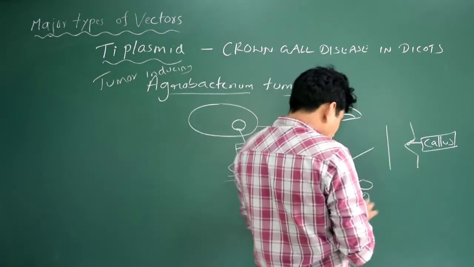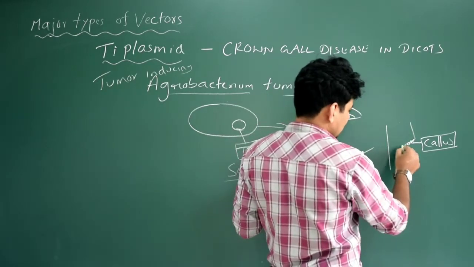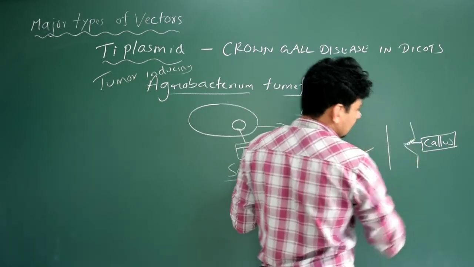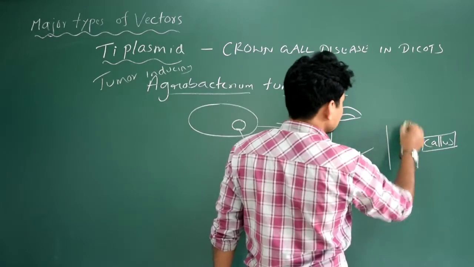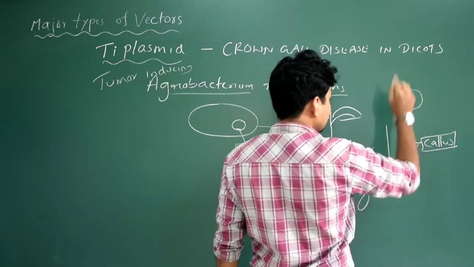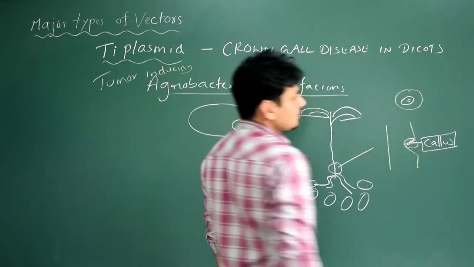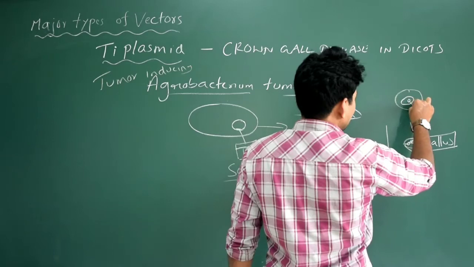So what does this tumor inducing plasmid do because of the Agrobacterium? This bacterium now enters into each cell of the callus. Let me just draw the callus cell. This is one callus cell, and this bacterium now gains entry into the callus cell containing the Ti plasmid. Done. So this Ti plasmid now induces tumor.